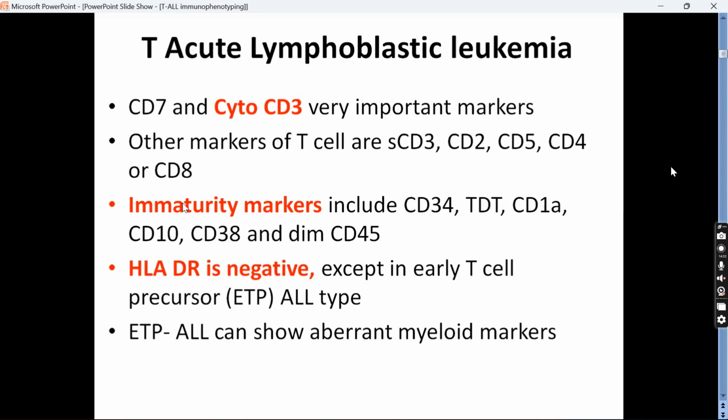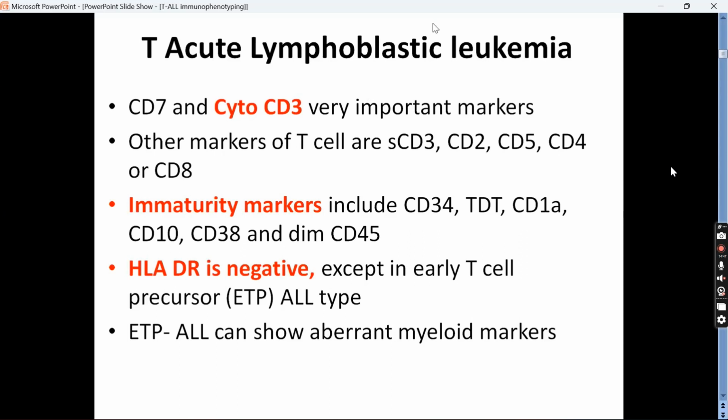Then you have immaturity markers, as we had for B-ALL. So what are the immaturity markers for B-ALL? Anyone? Immaturity markers for B-ALL? Sir, CD34, TdT. Perfect. Any other? Sorry? CD10. Perfect, CD10. So these three are very good markers. And what are the other immaturity markers of CD45? You all forgot CD45 very well. CD45 is the one which gives you a very important immaturity marker, right? So CD45 dim to negative is a very important immaturity marker.